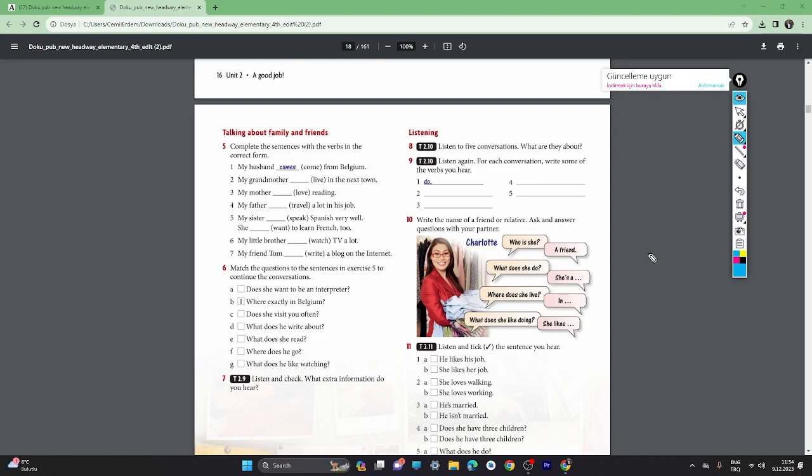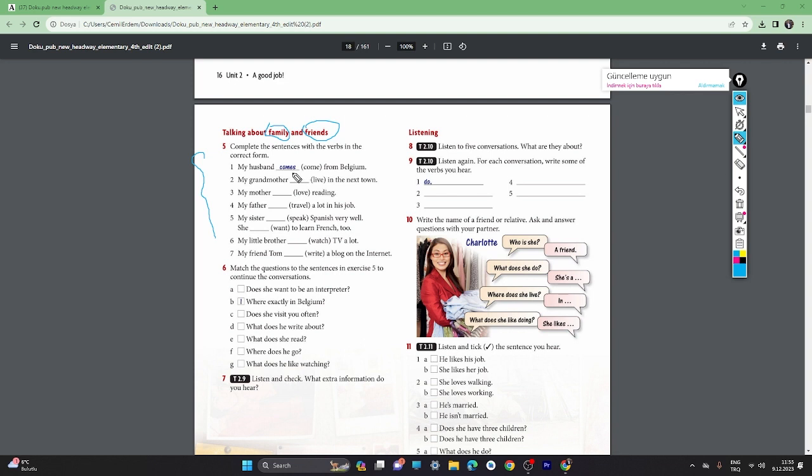Okay, hello everyone. Today we are going to study with you guys page 17. In this page, we are going to talk about family and friends. As we have studied before the present simple tense, we will just do some examples about the present simple tense here. Let's get started. Complete the sentences with the verbs in the correct form.